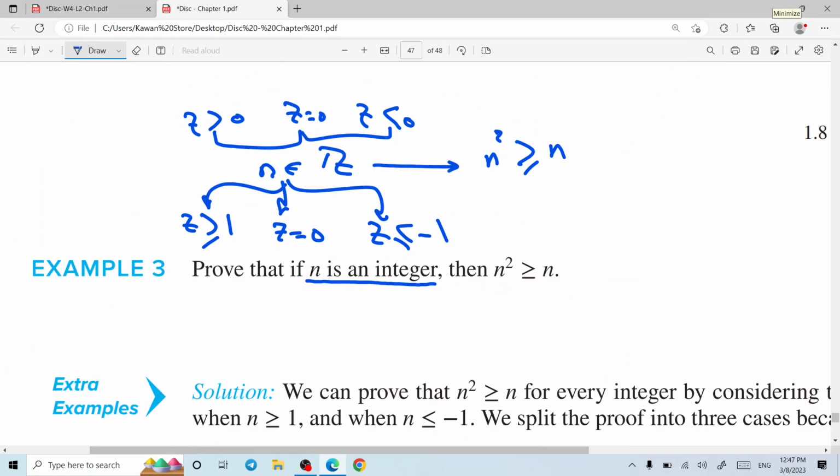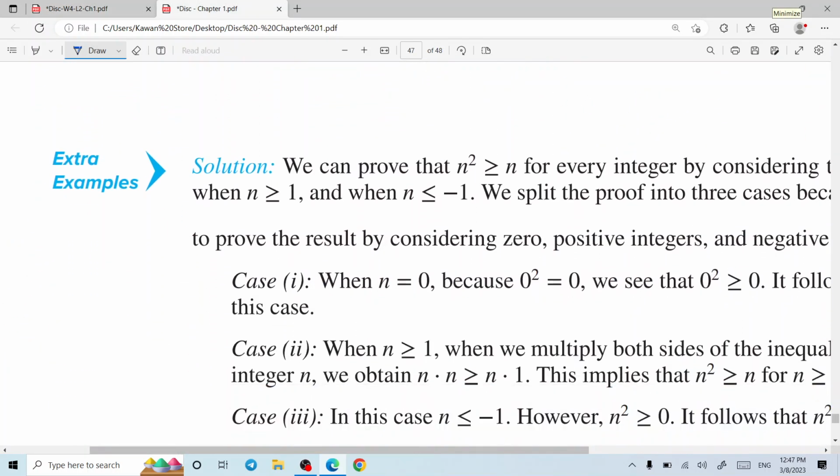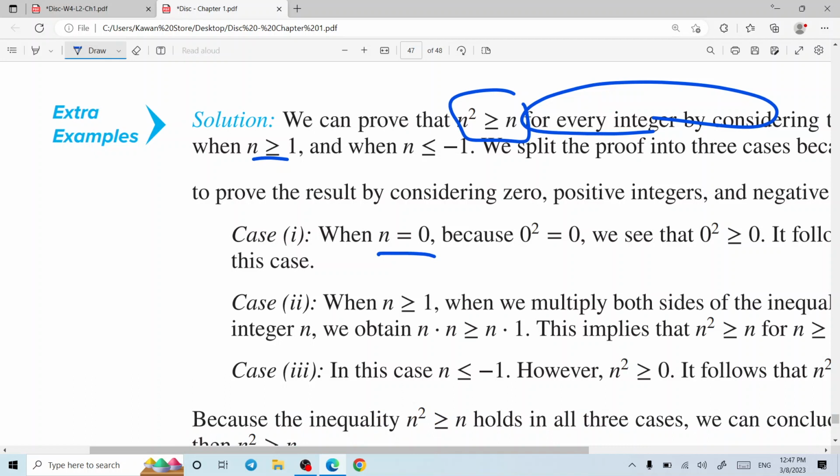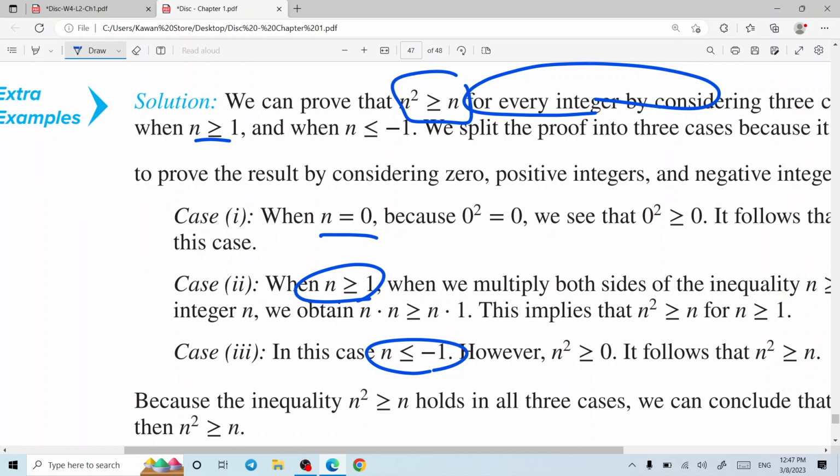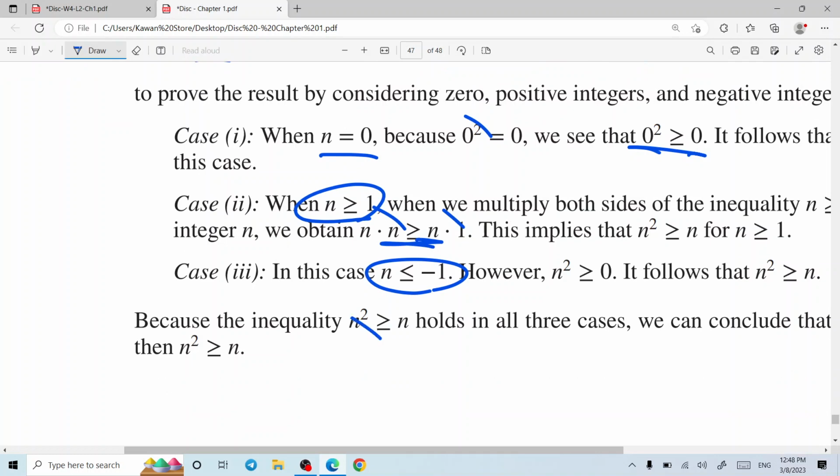You can see the solution. Time to prove it. N is, for every, by conclusion. So we have the cases: N be 0, N be 1 and up, N be minus 1 and down, right? Decreasing and increasing. So we have the cases which are true. 0 is a special case. The positive is the general case. And the negative again.